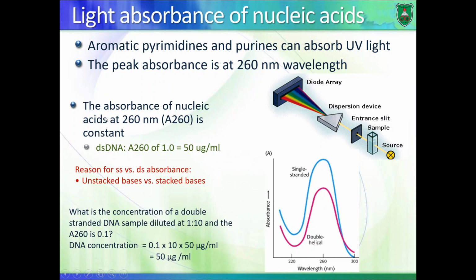And it just happens that if we have double-stranded DNA and the amount is 50 micrograms per mil, it absorbs 1 unit of light at 260 nanometers. So this is absorbance of light at 260 nanometers. So if 1 unit of light is absorbed, it means that this sample has a concentration of DNA of about 50 micrograms per mil. Okay?